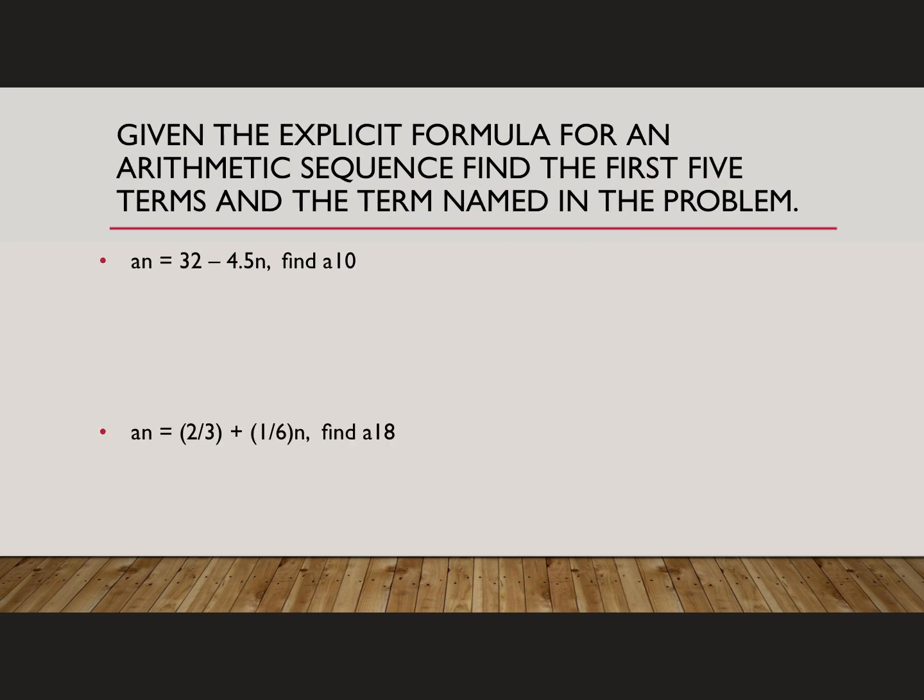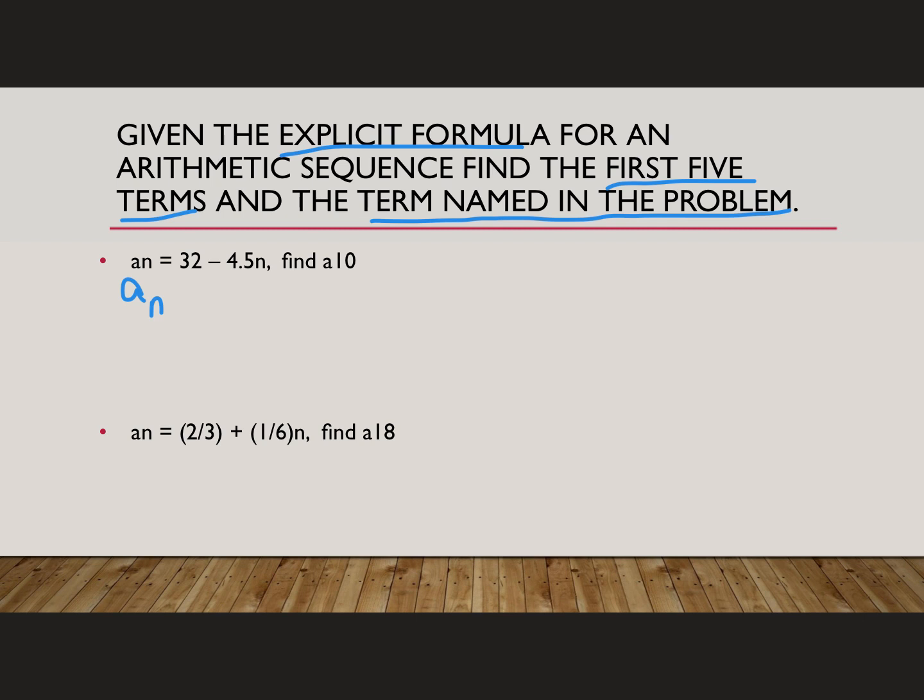Okay, so now let's look at some other ones. Given the explicit formula, so they've given us the formula for an arithmetic sequence, find the first 5 terms and then the term named in the problem. You'll notice for these, I'm sorry, these should say A sub n. I forgot that it messed up the formatting on here.